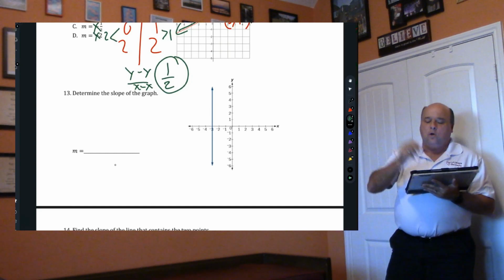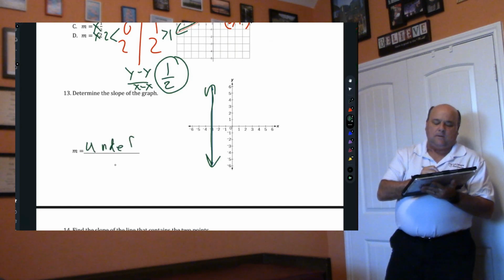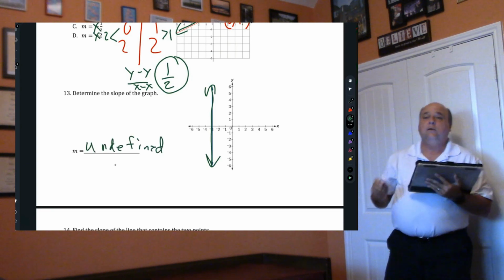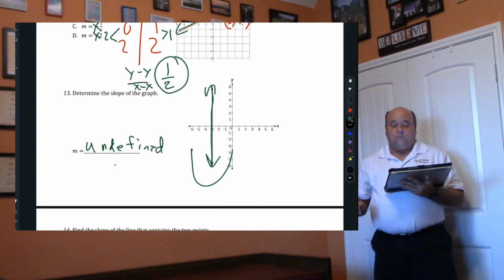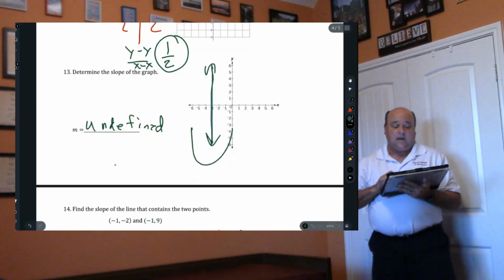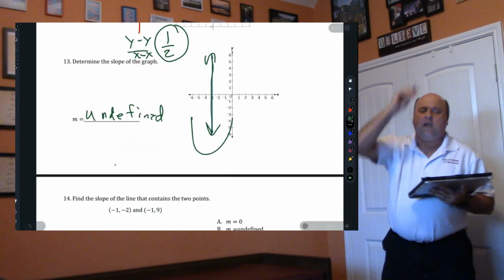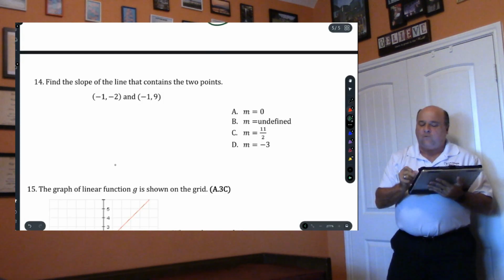Remember the slope man. This slope would be undefined, wouldn't it? That would be his nose, wouldn't it? The nose is a U right here. So that slope is undefined. It's going down. It's not even a function, is it? Because the x's are repeating. Turn the page. We're almost done. Let's go to number 14.